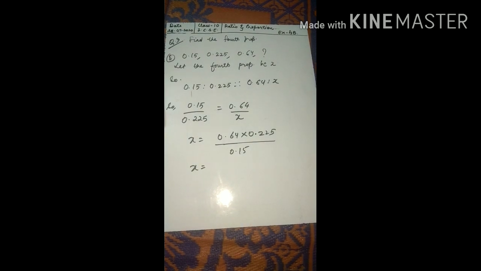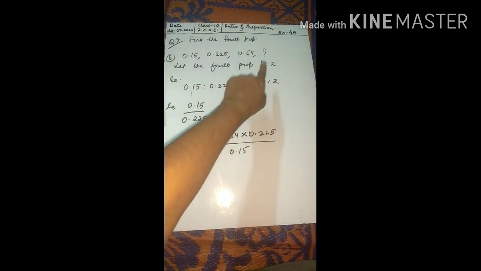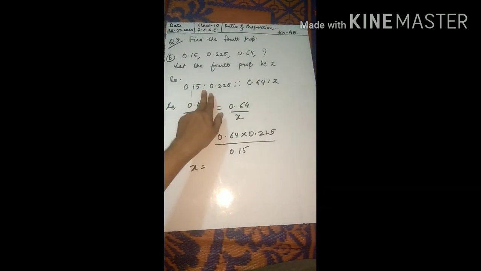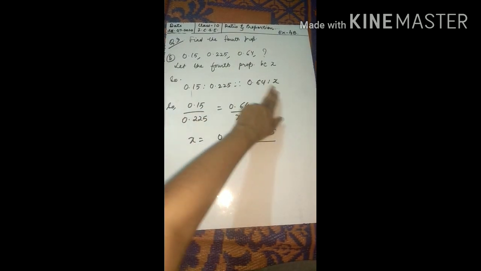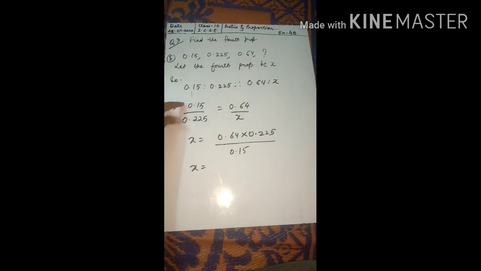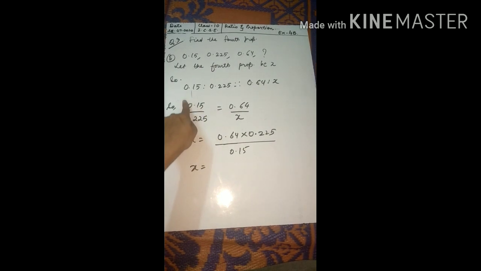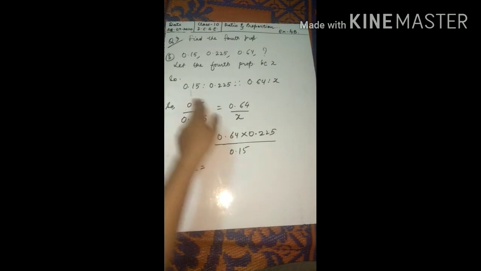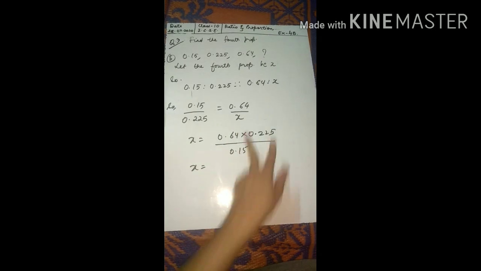Find the fourth proportion. I'm doing b1. It says 0.15, 0.225, 0.64, and the fourth proportion we are finding, that is, I've put a question mark. Let the fourth proportion be x. So it will be 0.15 is to 0.225 as 0.64 is to x. And we know what to do after this. Taking the ratios as equal, x will come down, and take this one this side. So what will be your x value? x will be 0.64 into 0.225 over 0.15 in the denominator.